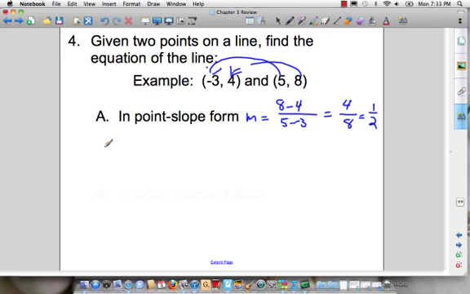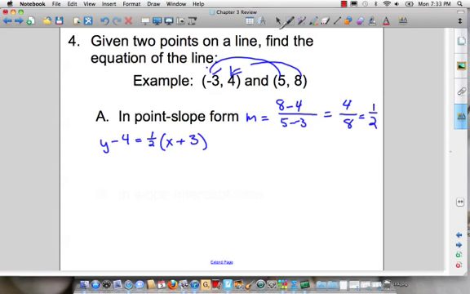So to write it in point-slope form, I choose either point, y minus, I'll just pick the first one, I'll use its y-coordinate, 4, equals m, in this case 1/2, x minus x1, x minus negative 3, which I'll write x plus 3.